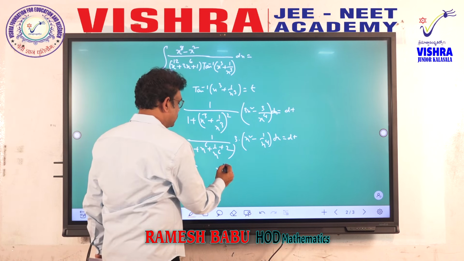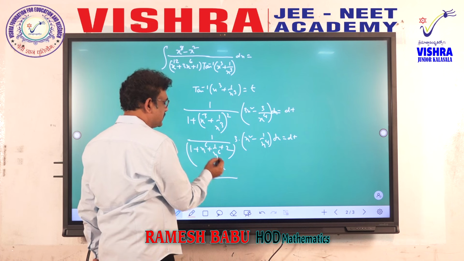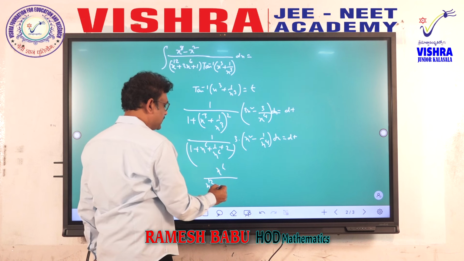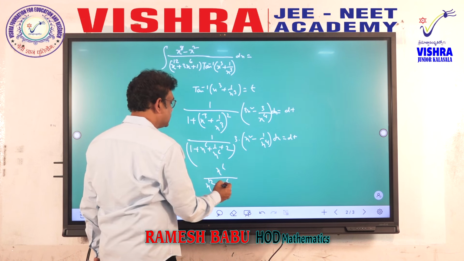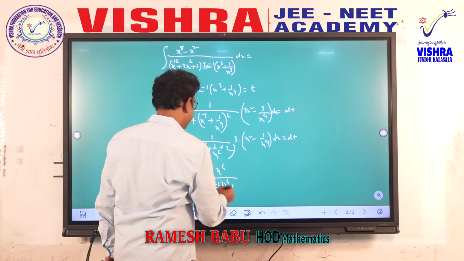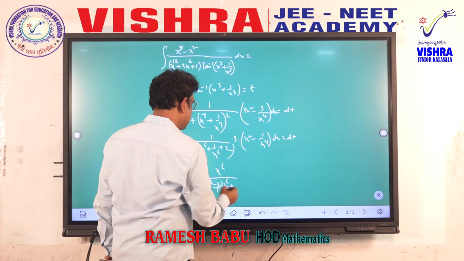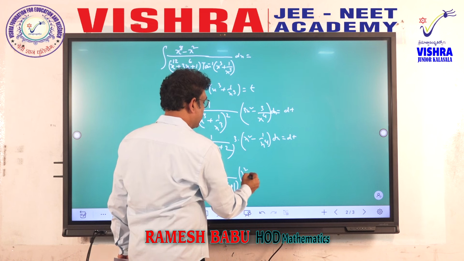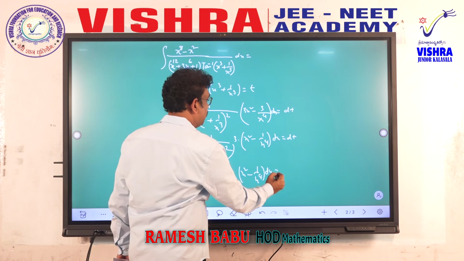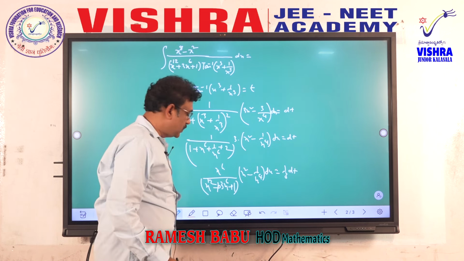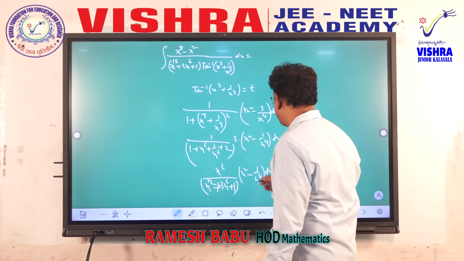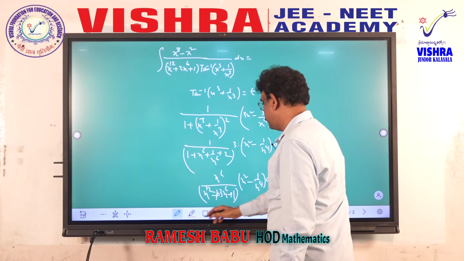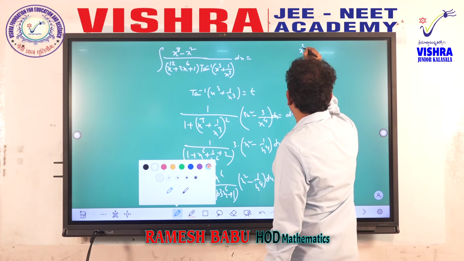Now multiplying by x^6 in numerator and denominator, we get x^12 plus 2x^6 plus x^6, that is x^12 plus 3x^6 plus 1, into here x^2 dx is equal to 1 by 3 dt. So now x^6 into x^2, that is equal to x^8.